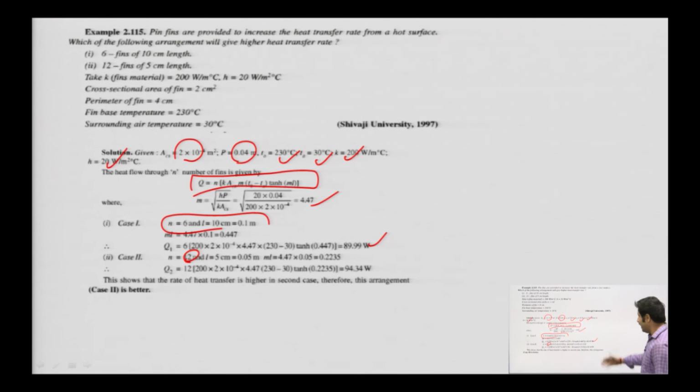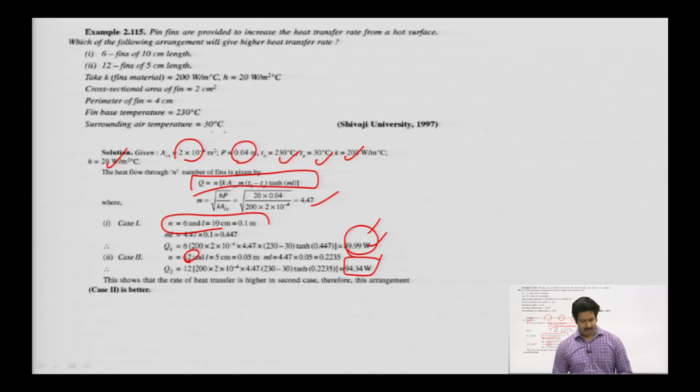Okay. So as you can see, the heat transfer rate when the fin was 10 centimeters in length, 6 in number, the heat was 90 watts. But when you increase it to 12 fins of reduced length, like 5 centimeters, the heat transfer is increasing. So which is better, friends? The second one is better. So this is what they have asked, right?